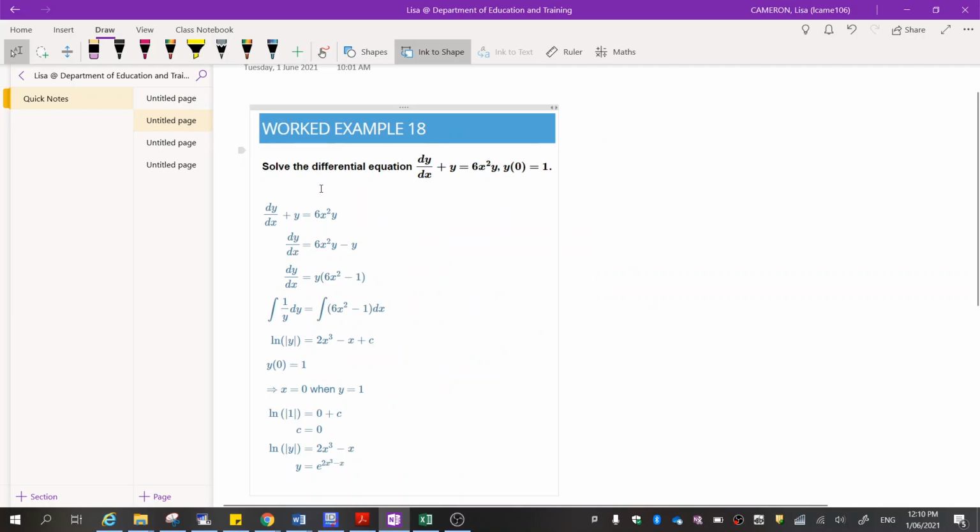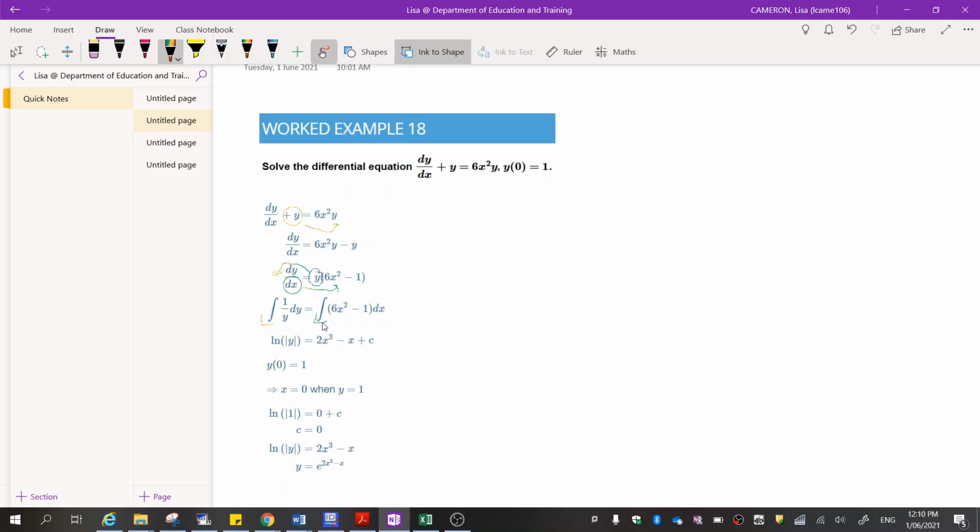Now, for example 18, we're going to do the same thing again, get our terms on the other side. So first one that I'm going to move across is I'm moving the y across. Then I'm going to factorize y out so I can separate the x's and the y's. Otherwise, we'd have to use chain rule, and that's more complex than what we want to do. So I move these terms over to their respective sides, and that leaves me with my integrals.